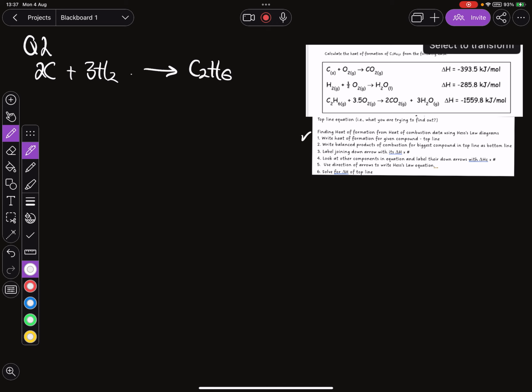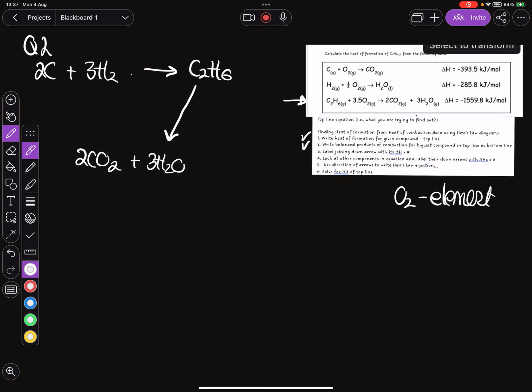It then says write balanced products of combustion for the biggest compound. So again, we have this written over here. So I'm writing my products with the down arrow, and in this case I'm going 2CO2 plus 3H2O. Now you might be asking, why am I ignoring the oxygens in the heats of combustion? Well, oxygen is an element, even if it's written as O2, and the rule is the enthalpy of formation of elements is 0, so it would cancel itself out. So that's the reason why we're ignoring it.